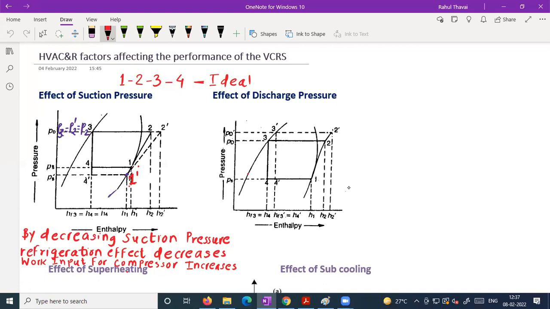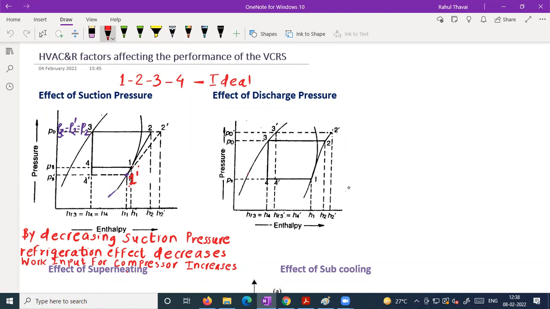1, 2, 3, 4 is the ideal one. What is actual? Actual is 1, 2 dash, 3 dash, 4 dash. How did I get it? From 1 to 2, I used to compress ideally. But due to the friction resistance offered by the flow of the refrigerant, we get more discharge pressure. So instead of compressing from 1 to 2, we compress from 1 to 2 dash. From 2, I used to draw a horizontal line which cuts the curve at point 3. Similarly, from 2 dash, I draw a horizontal line cutting the curve at point 3 dash.